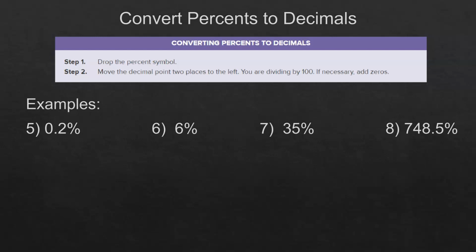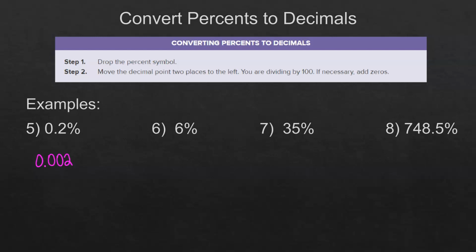0.2%. So we're going to take the percent off, and then we're going to move the decimal 2 places to the left, which means we're going to have 0.002, and my decimal will be right here. We don't put a percent symbol. If you accidentally put a percent symbol on something that's not supposed to have a percent symbol, then you just totally change the meaning of that number. So you want to be careful with that.